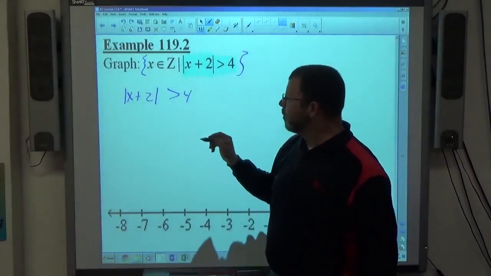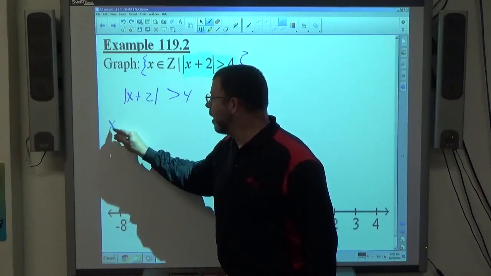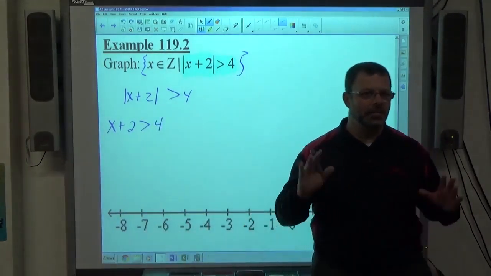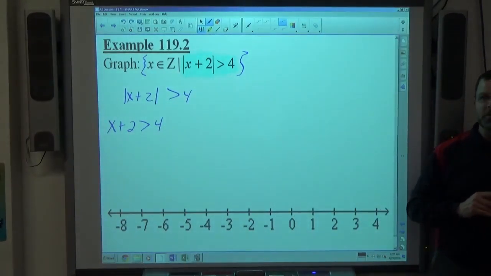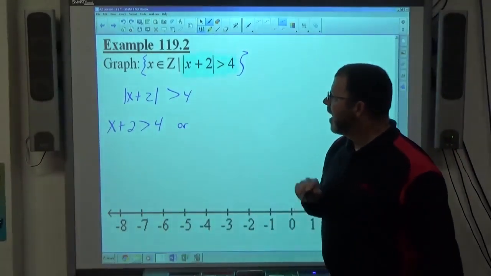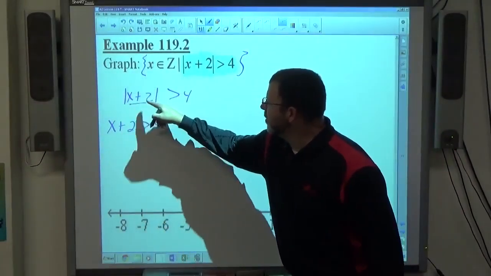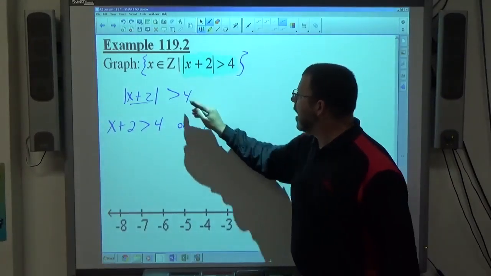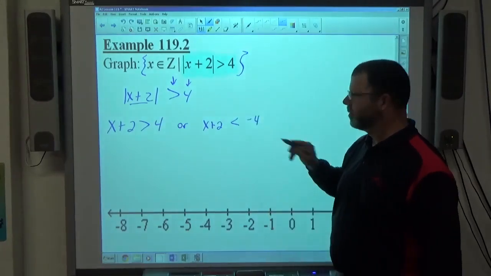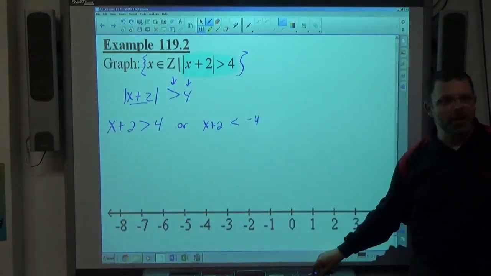And the way you deal with greater than a positive is, first you write down exactly what you see without the absolute value bars. But then you have to write the word or, and then you have to write the same expression, x plus 2. You have to flip the inequality around, and you have to change the sign. Maybe if we know why, that makes sense.